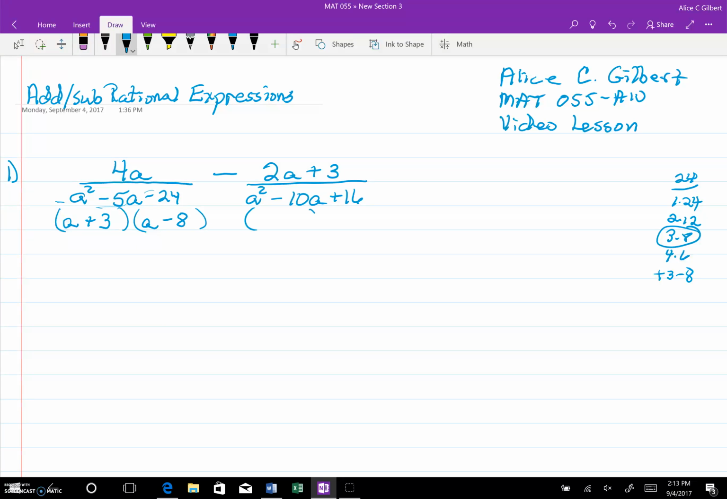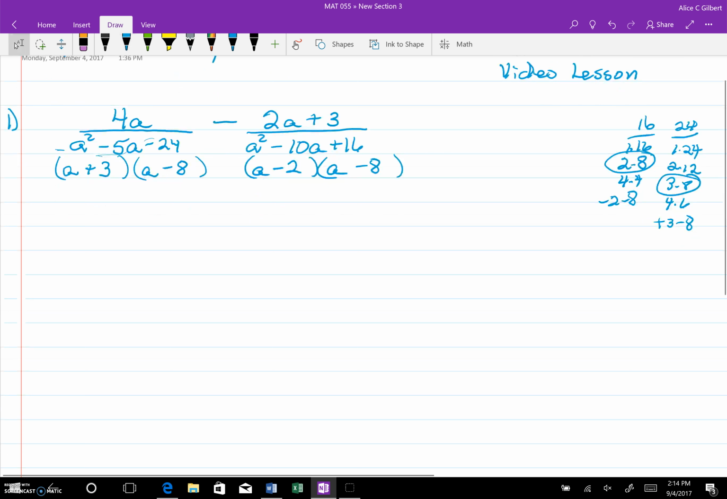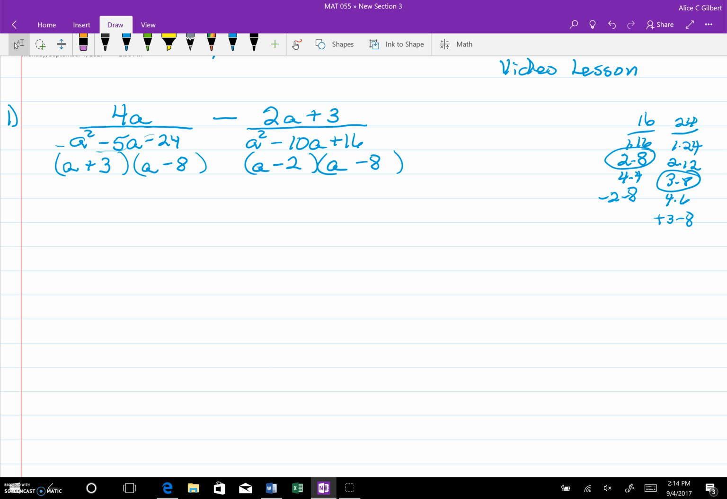Now let's factor the second one. And I get a and a. Now I've got 16. So 1 and 16, 2 and 8, 4 and 4. Looks like this one has to be -2 and -8. When I add these two together, I get -10. Negative times a negative is a positive. So there we go. All right, now I'm going to build my LCD.